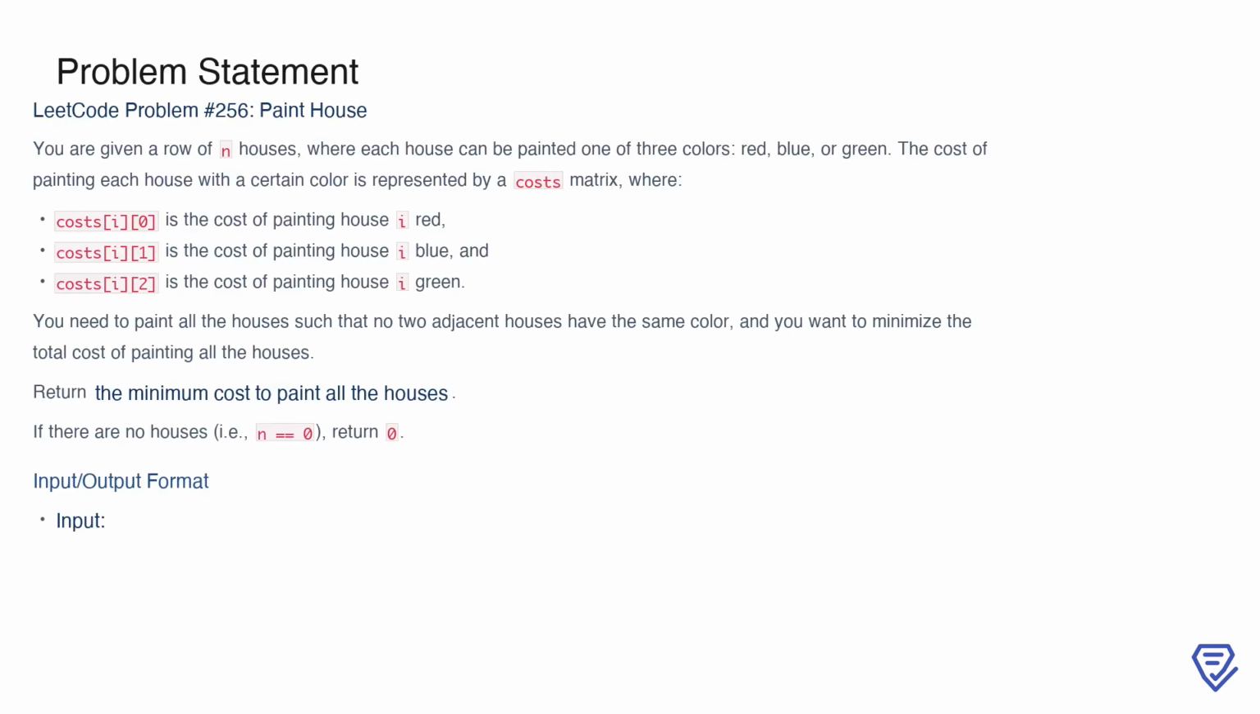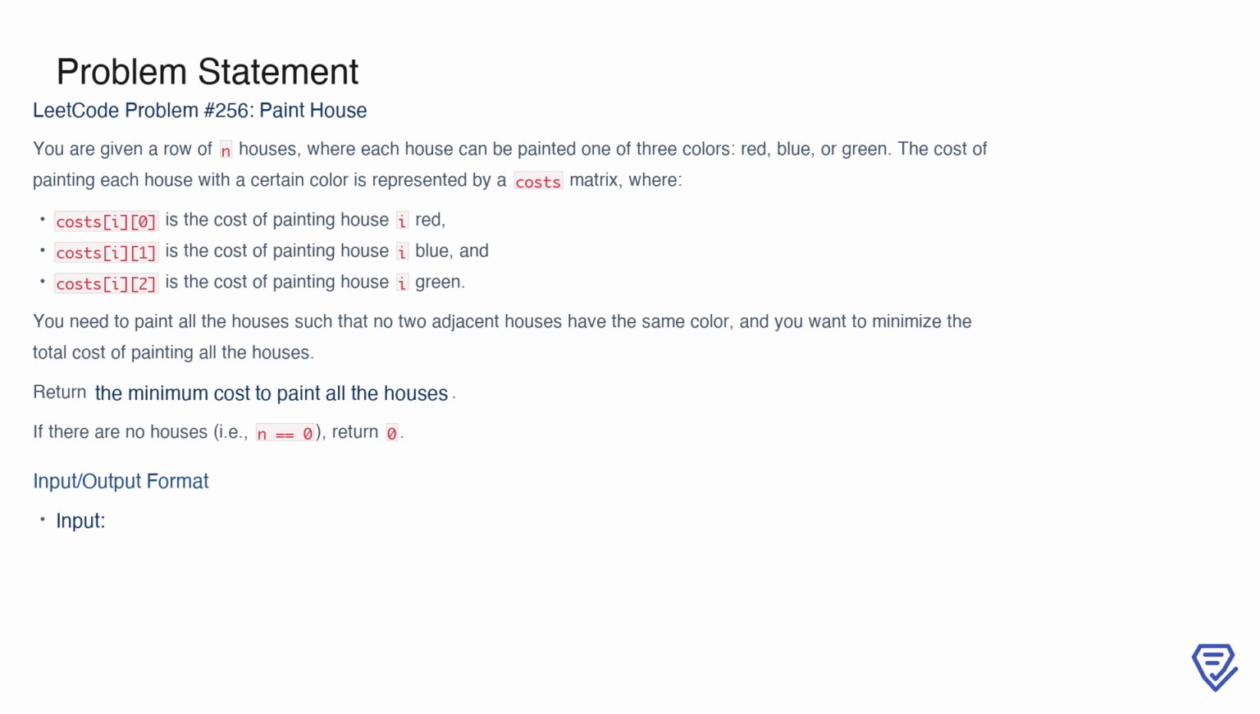In this problem, you are tasked with painting a row of n houses, where each house can be painted one of three colors: red, blue, or green. The cost of painting a specific house with a specific color is provided in the form of a costs matrix. For example, costs[i][0] gives the cost of painting house i red, costs[i][1] represents the cost of painting it blue, and costs[i][2] is for the green color. Your goal is to paint all the houses while ensuring that no two adjacent houses have the same color. Additionally, you want to minimize the total cost of painting all the houses.